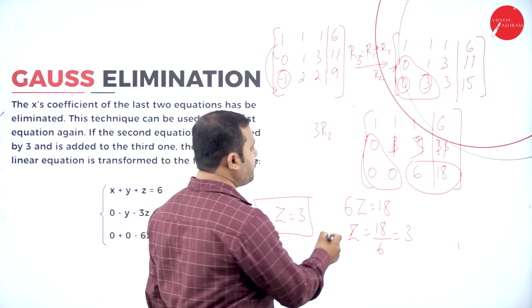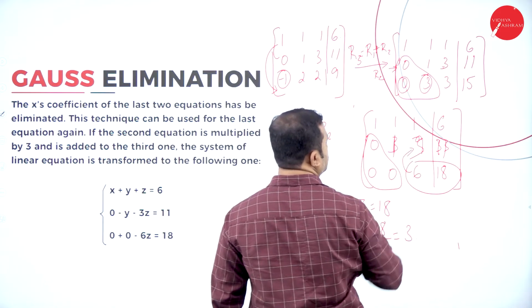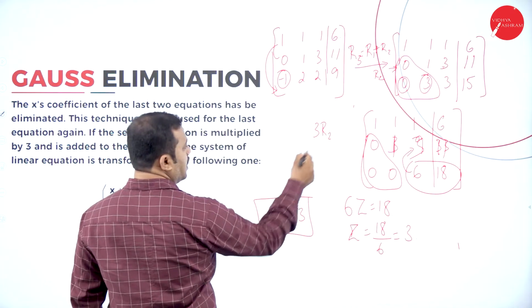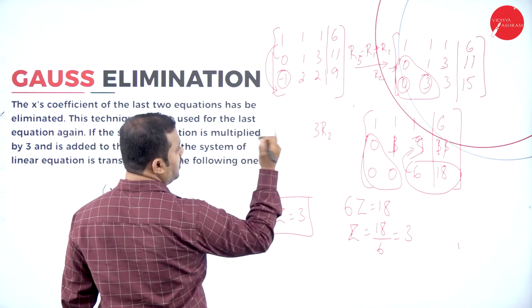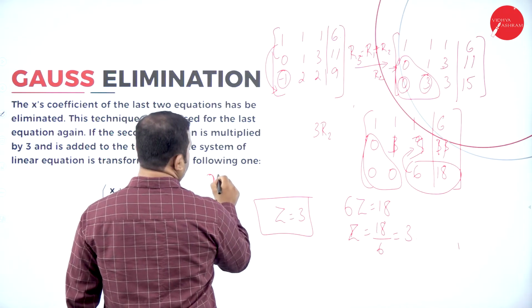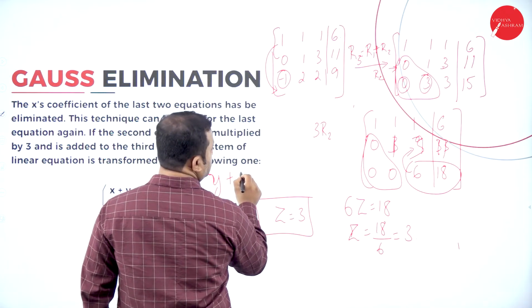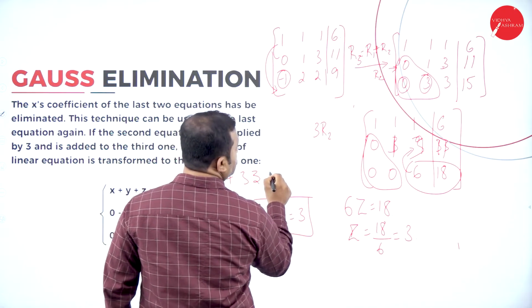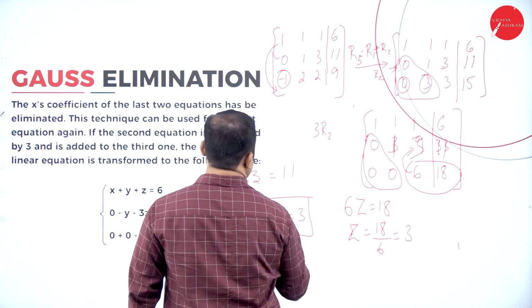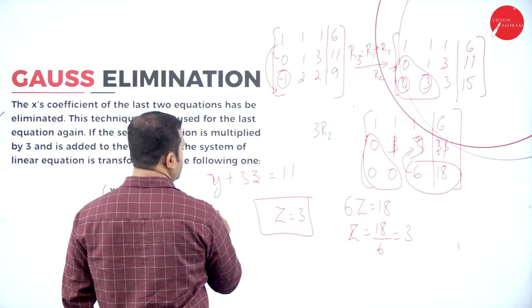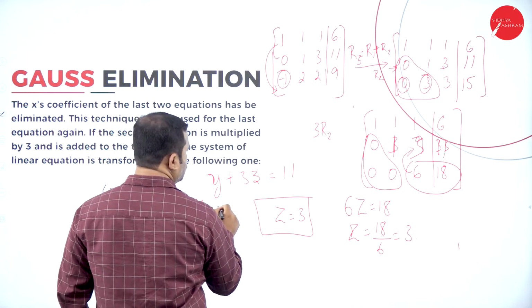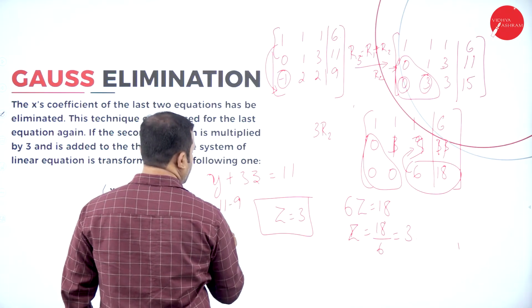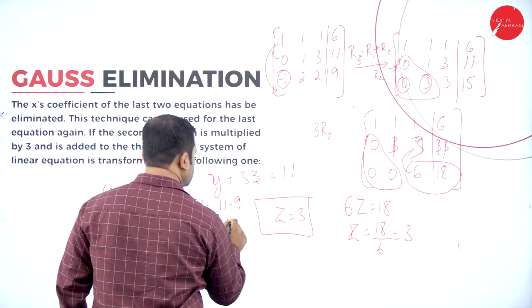If I substitute the value of z into this equation, what happens? That is, I have 1, 3 as the value, y plus 3z is equal to 11. If that is the case, 3 into 3, 9. That is, y is equal to 11 minus 9. We will get the value y is equal to 2.